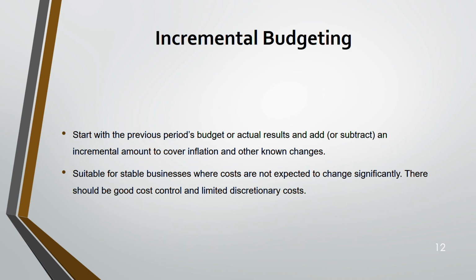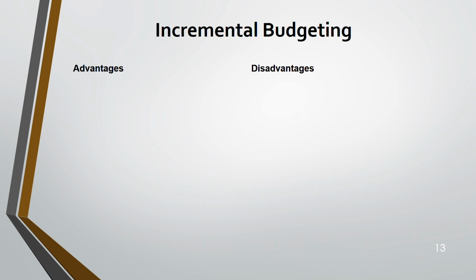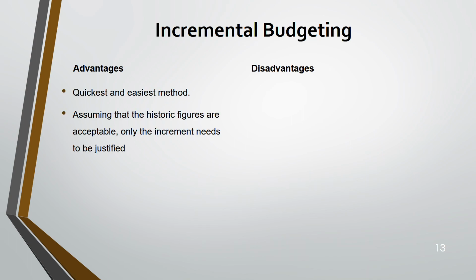Okay, so this should be good cost control with limited discretionary cost. Not all types of businesses will suit an incremental budget. The advantage is it is a quick and easy method. Assuming historic figures are acceptable, you only have to justify the increments. We are not going to go back and justify all the figures. Okay, only the incremental figure. Why did this cost increase? Why did fixed cost increase suddenly? Only that you have to justify. You might say we got more stores, more offices, more warehouses, more shops are leased, like that.